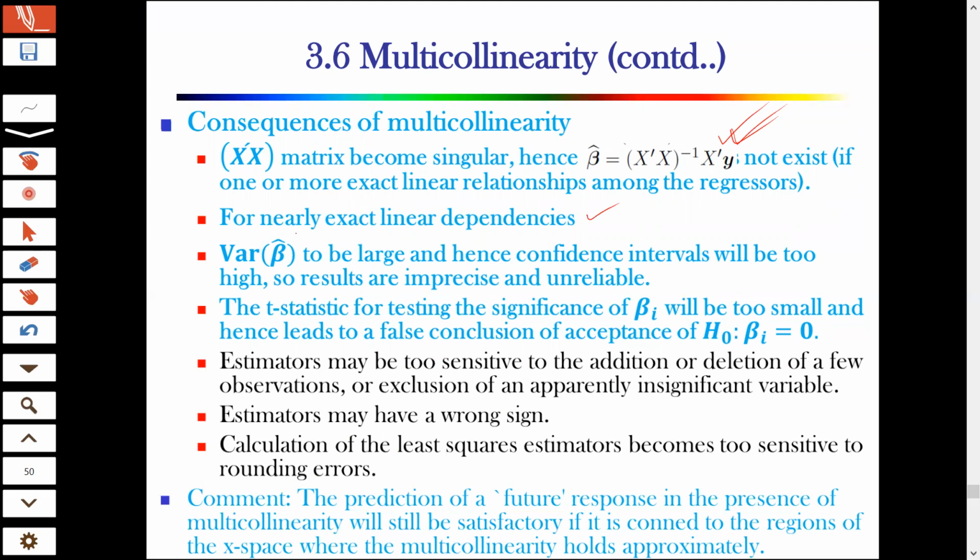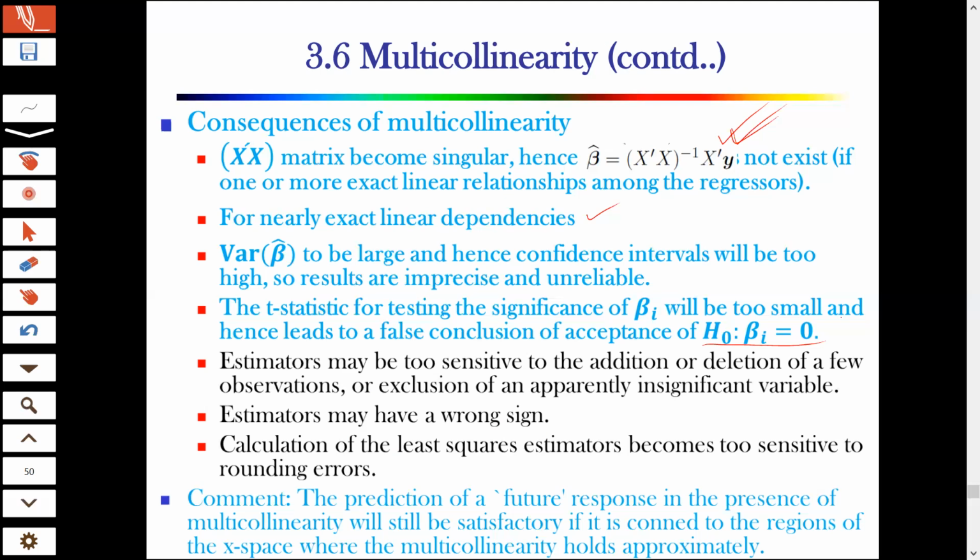The variance of beta hat will be large, and hence confidence intervals will be too wide, so results are imprecise or unreliable. The t statistic for testing the significance of beta i will be too small, and hence leads to a false conclusion of accepting the null hypothesis. Estimators may be too sensitive to the addition or deletion of a few observations or exclusion of an apparently insignificant variable. Estimators may have the wrong sign, and calculation of the least squares estimators becomes too sensitive to rounding errors. So these are the consequences of multicollinearity.